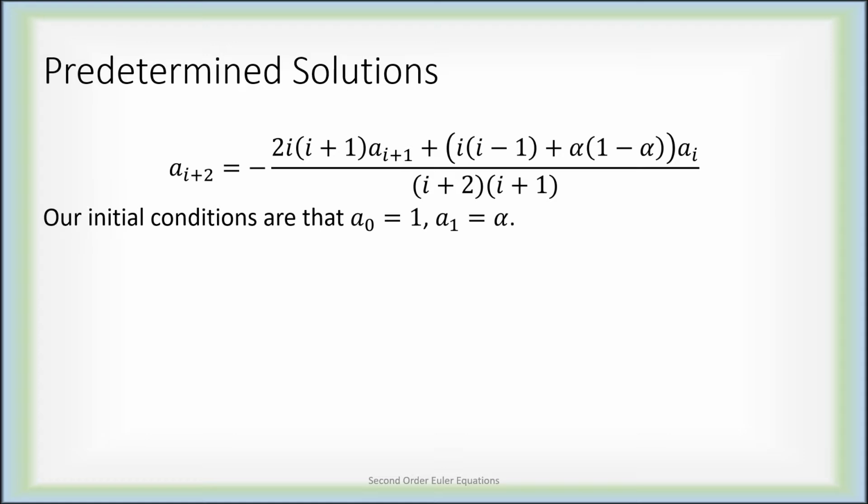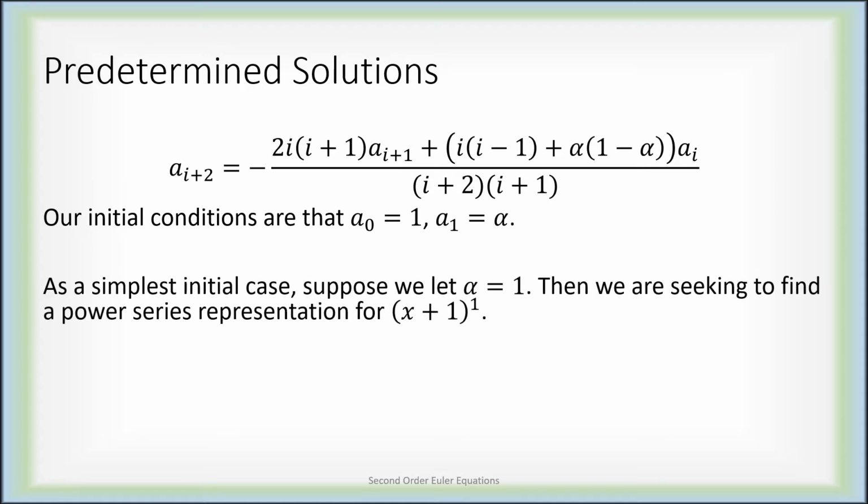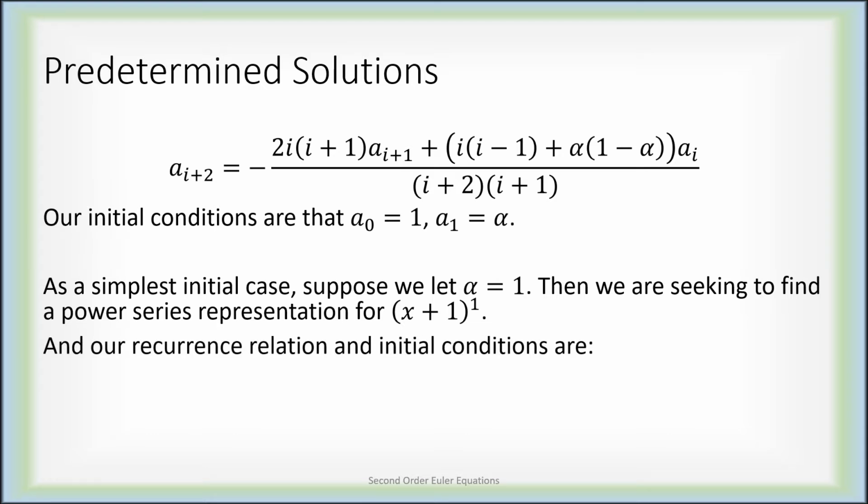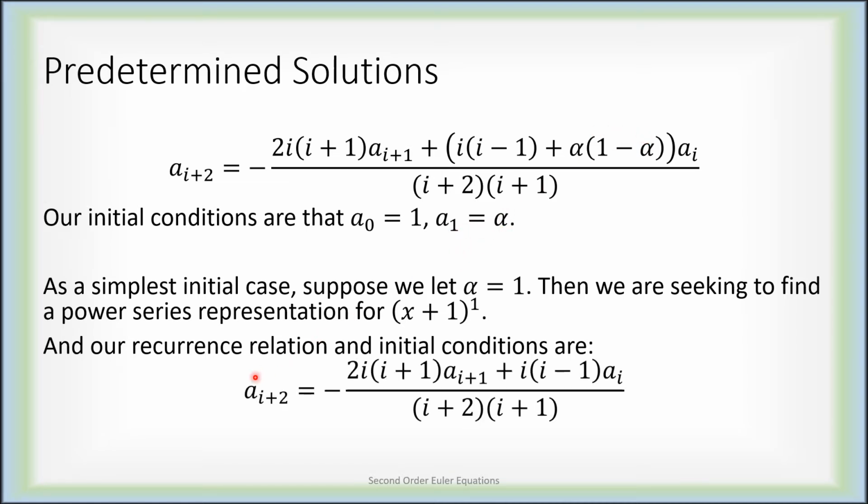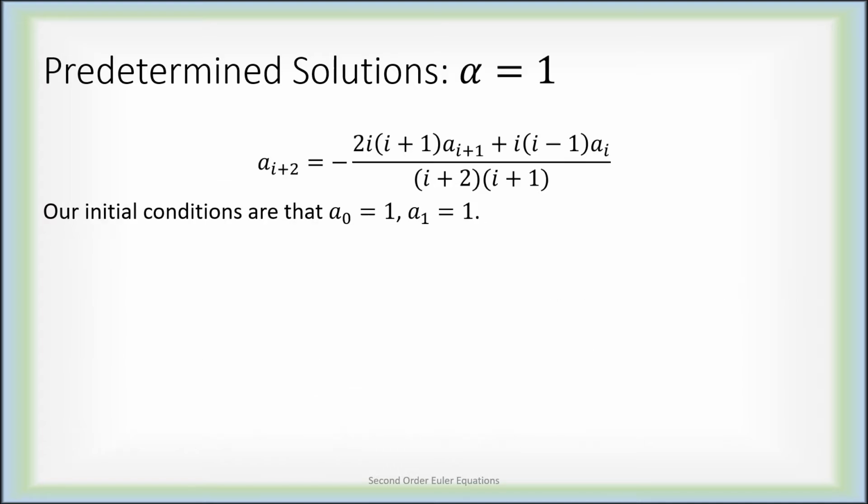So here was our recurrence relation with our initial conditions. As the simplest case, let's go ahead and suppose we want alpha to be 1. So we're trying to find a power series representation for the incredibly complicated function (x plus 1) to the first. Alpha is just 1. Well, with alpha set equal to 1, this term is going to vanish, and also a1 is just 1. So our recurrence relation simplifies a little bit, and our initial conditions are just that a0 and a1 are both equal to 1. So here is our simplified recurrence relation and initial conditions when we want to force alpha equal to 1.